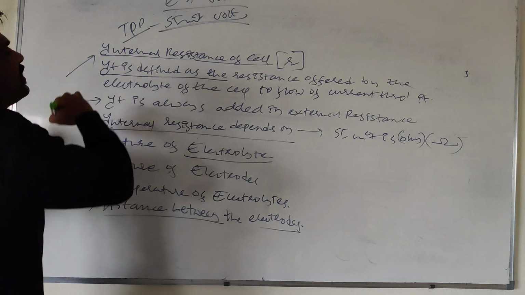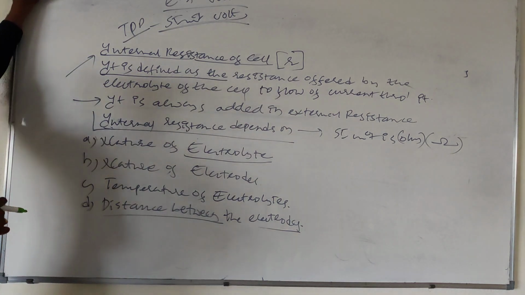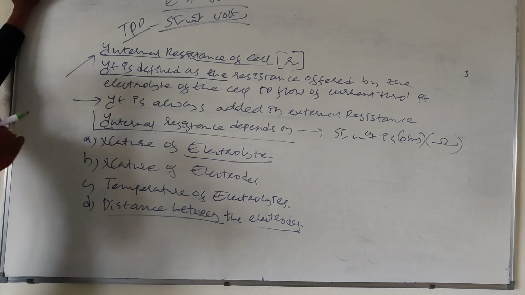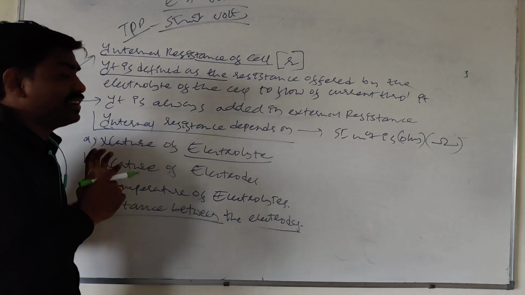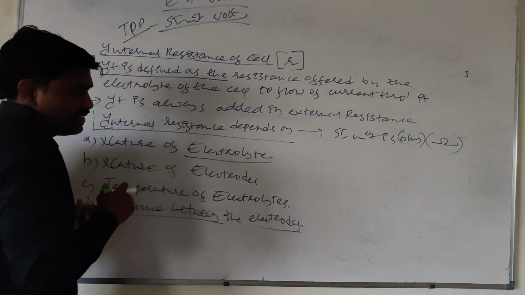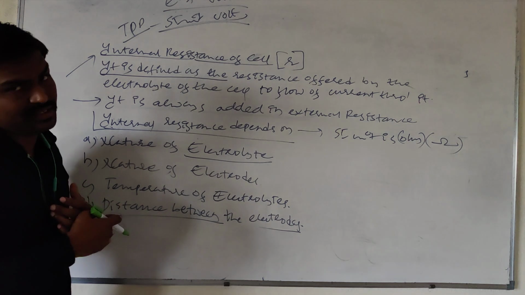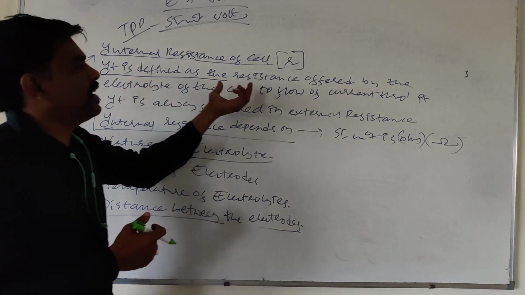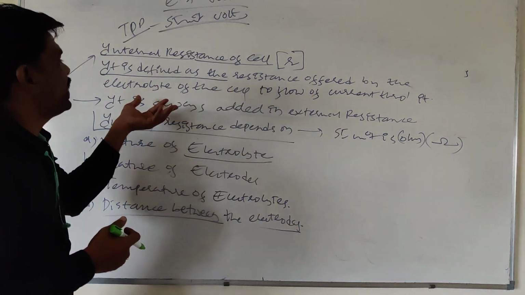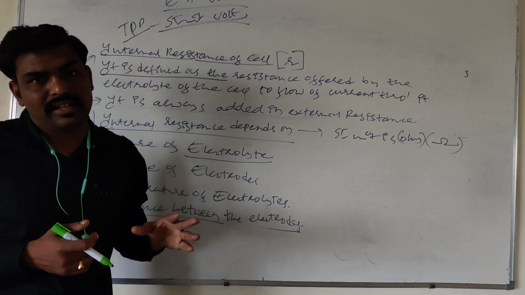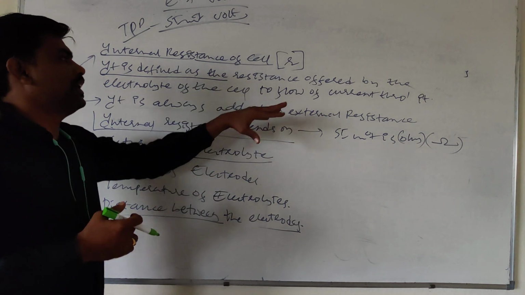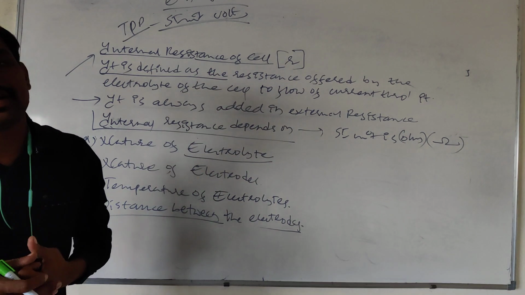This is called what? Internal resistance of the cell. So all these factors affect the internal resistance of the cell, right? It is defined as the resistance offered by the electrolyte of the cell to the flow of current through it.